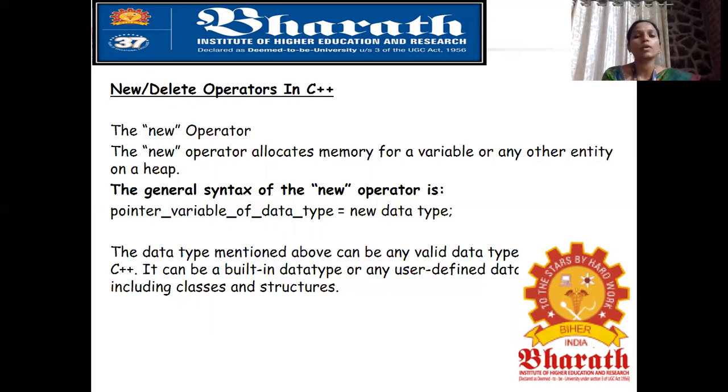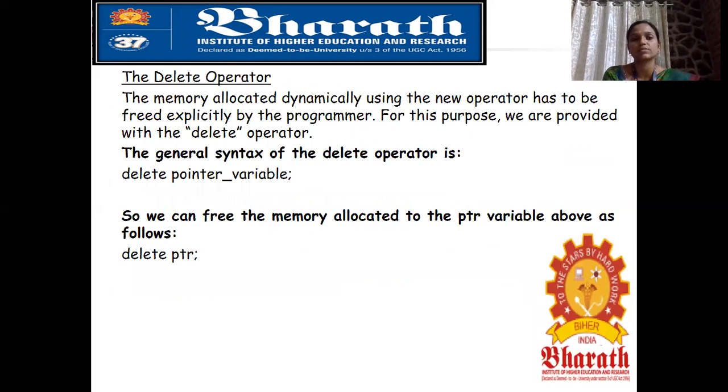Next, new and delete operators in C++. The new operator allocates memory for a variable or any other entity. The general syntax of the new operator is pointer variable of data type equals new data type. The data type mentioned above can be any valid data type in C++. It can be a built-in data type or any user-defined data type, including classes and structures.